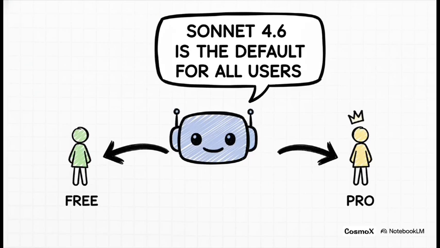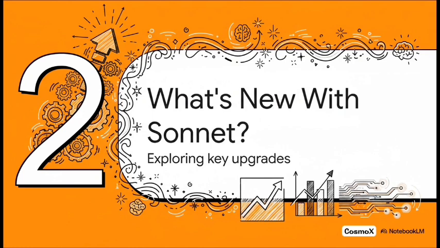And this is the crucial part. If you use Claude, either on the free plan or the pro plan, guess what? You're already using Sonnet 4.6. It is the new default. That means all of its new tricks are available to you and me right now, not just locked away for big enterprise customers. So the big question is, what actually makes this new model better than the old one?